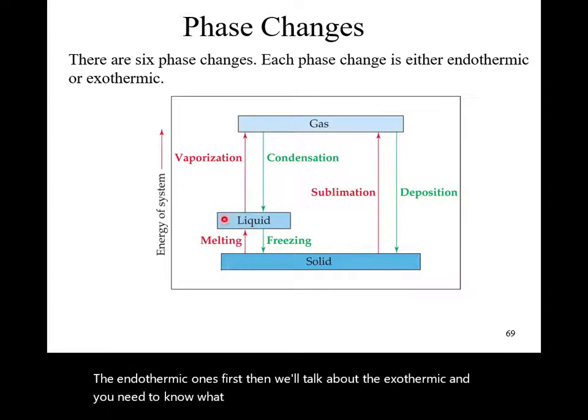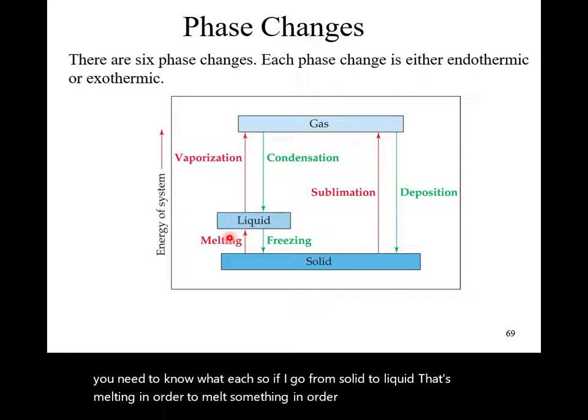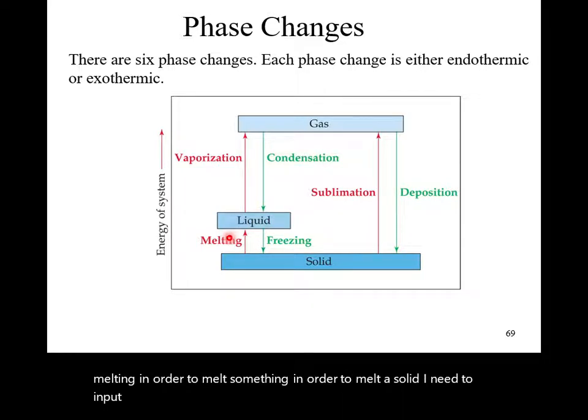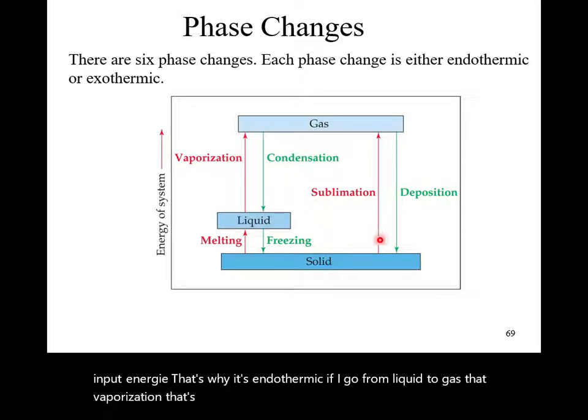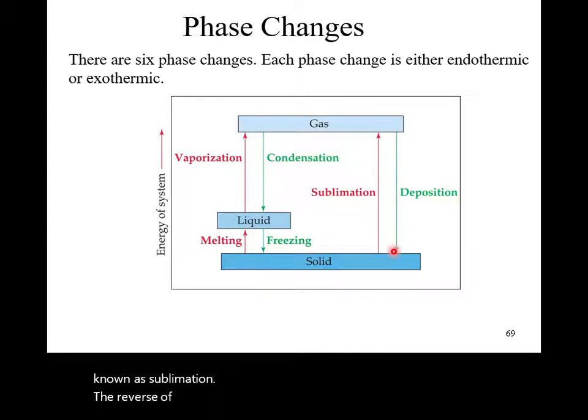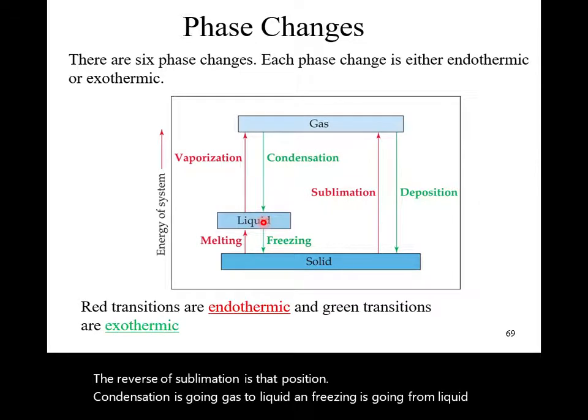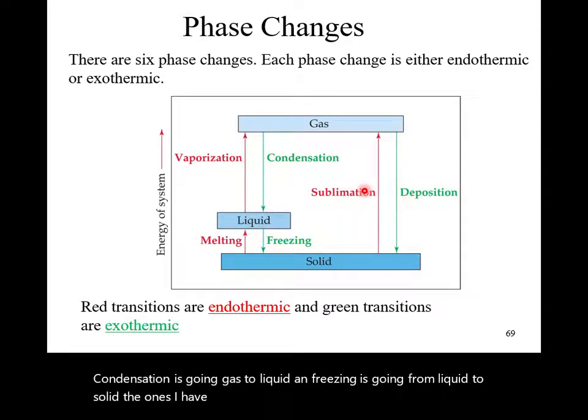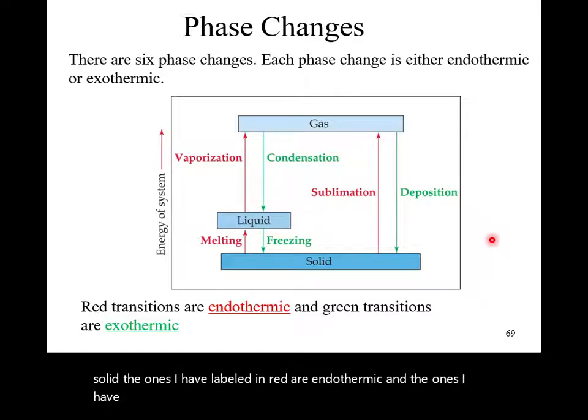So if I go from solid to liquid, that's melting. In order to melt a solid, I need to input energy. That's why it's endothermic. If I go from liquid to gas, that's vaporization. That's also endothermic. And if I want to take a solid all the way to the gaseous state without going through the liquid state, this is known as sublimation. The reverse of sublimation is deposition. Condensation is going gas to liquid, and freezing is going from liquid to solid. The ones I have labeled in red are endothermic, and the ones I have labeled in green are exothermic.